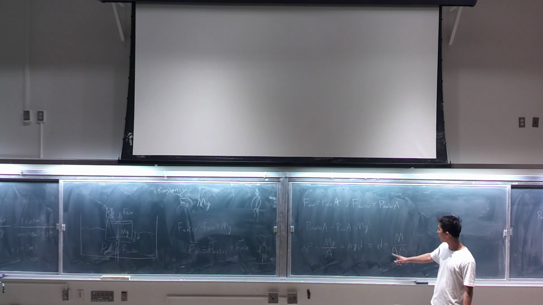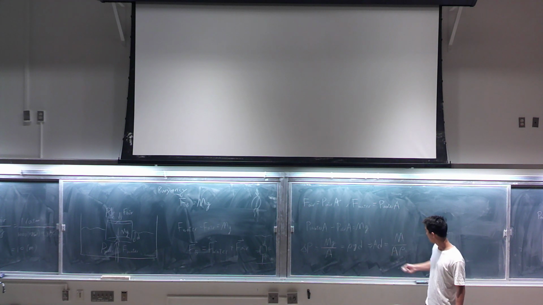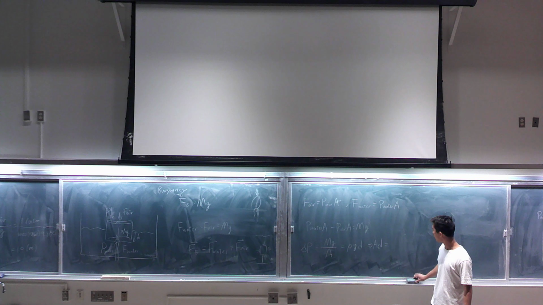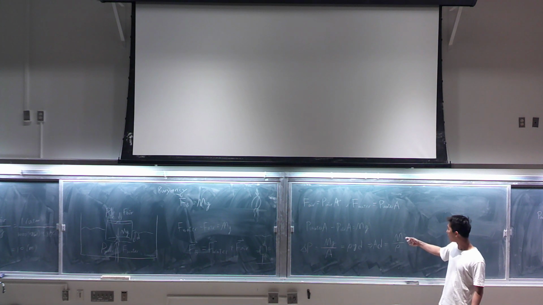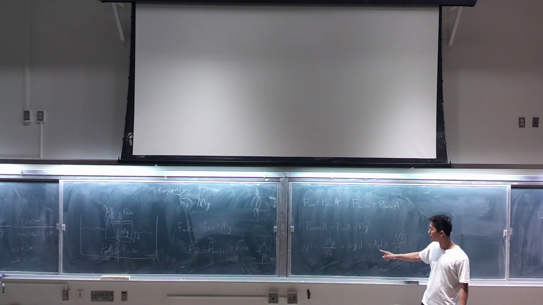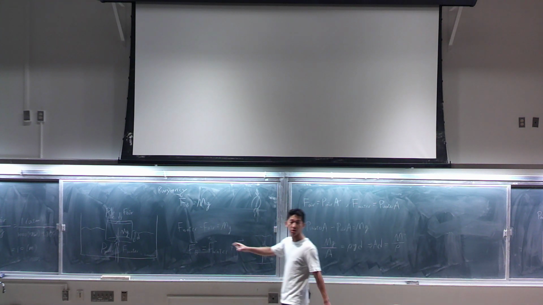I'm going to move area to the other side and get mass divided by rho. M is the mass of the block. AD is the area of the block times this immersed depth.